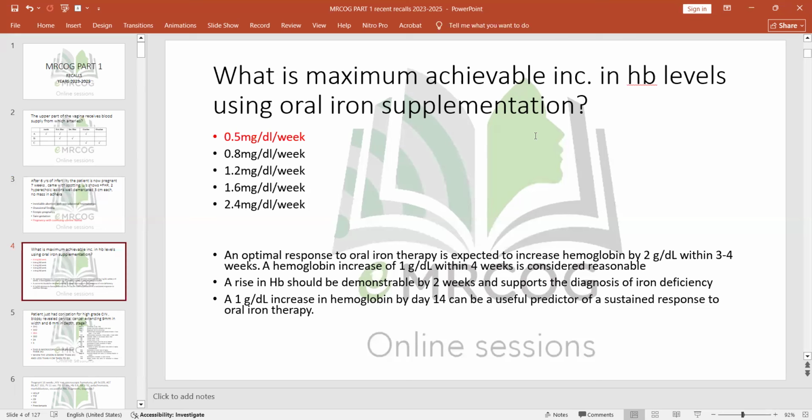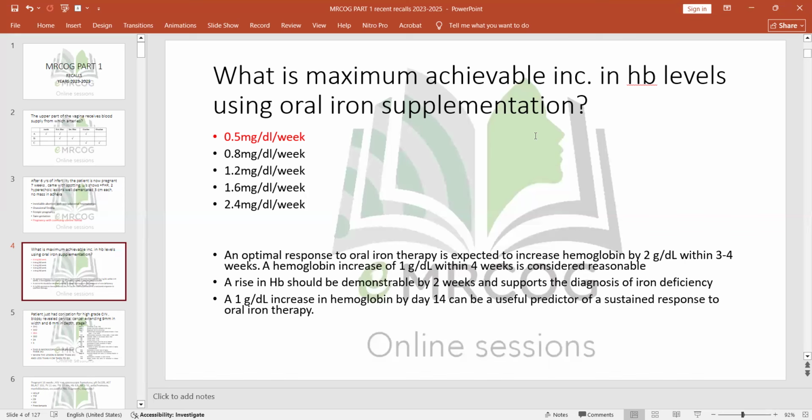Anemia in pregnancy, guys, is diagnosed when the pregnant lady has hemoglobin less than the cutoff for pregnancy, not like any other adult. For the first trimester, what would be the cutoff of hemoglobin to diagnose anemia? Less than what? 11. Excellent. In the second and third trimester, 10.5. Postpartum, less than 10. Excellent, guys.